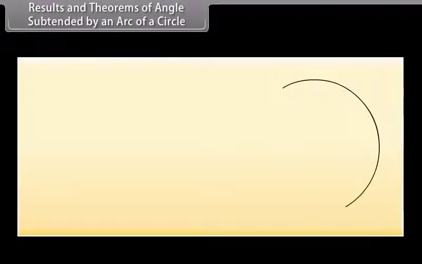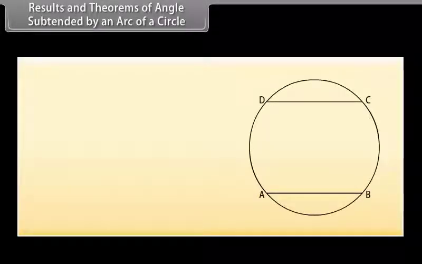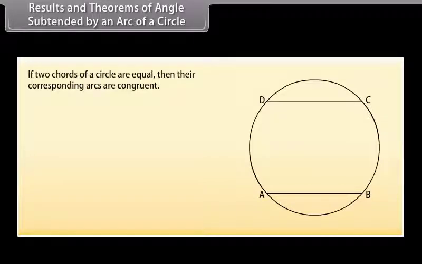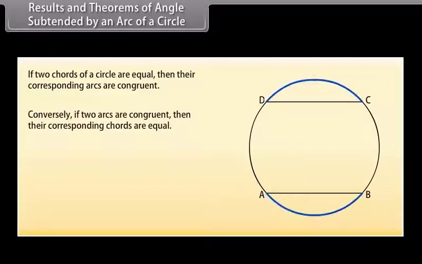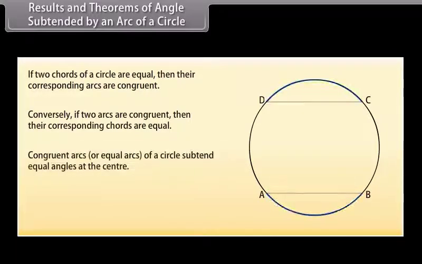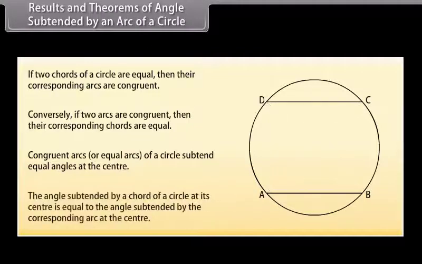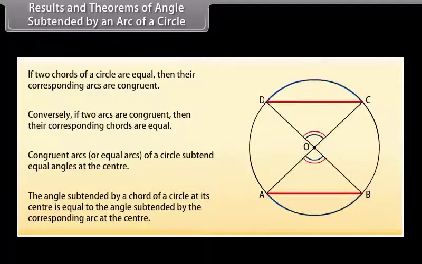Results and theorems of angles subtended by an arc of a circle. The relation between the chord of the circle and the arc is that if two chords of a circle are equal, then their corresponding arcs are congruent. Conversely, if two arcs are congruent, then their corresponding chords are equal. The second result says that the congruent arcs or equal arcs of a circle subtend equal angles at the center. That means the angle subtended by a chord of a circle at its center is equal to the angle subtended by the corresponding arc at the center.